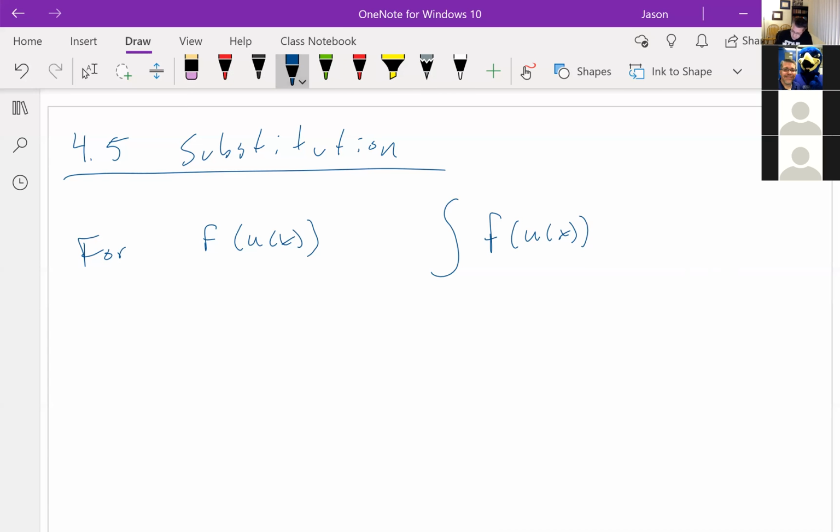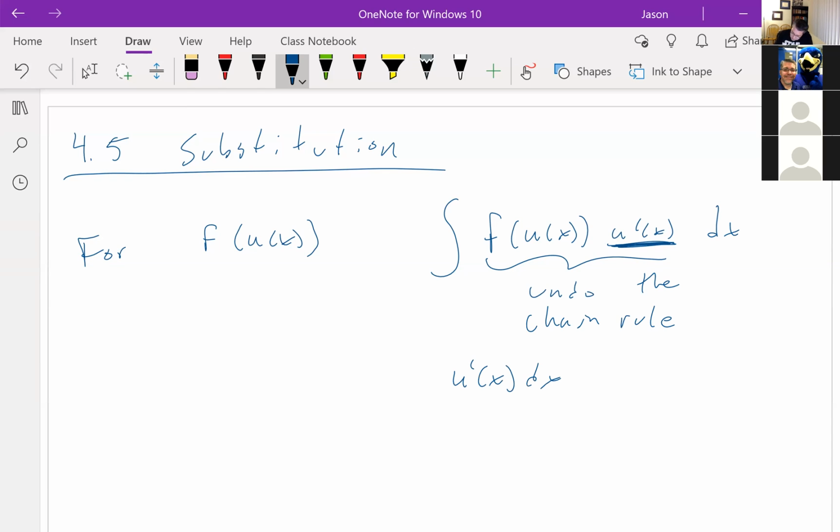So we've got f of u of x. And then what do we need here? We need the u prime of x. Why do we need a u prime of x? Because we're undoing the chain rule. So you need a u prime of x. This is called my integration factor. My u prime of x dx is called my integration factor, and I can't integrate without having it.